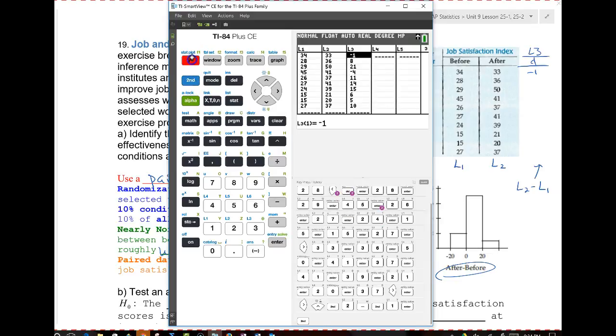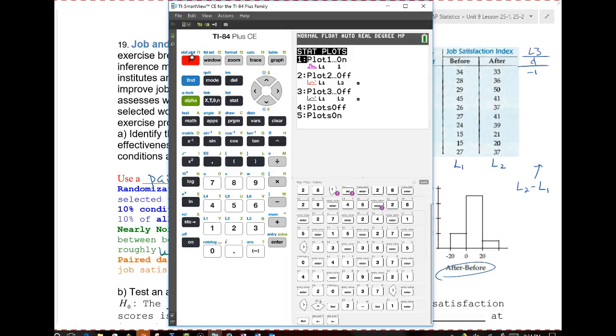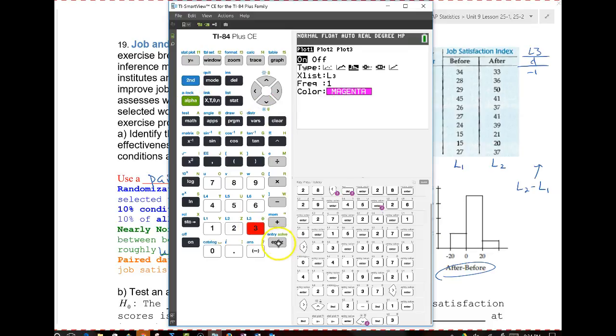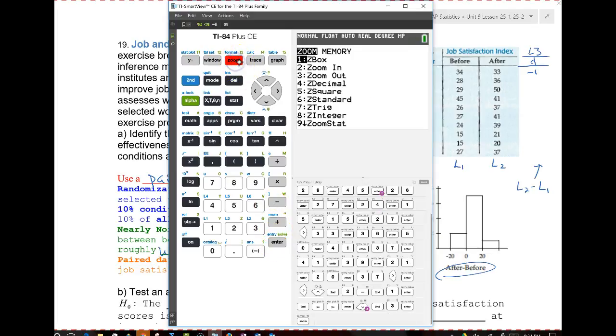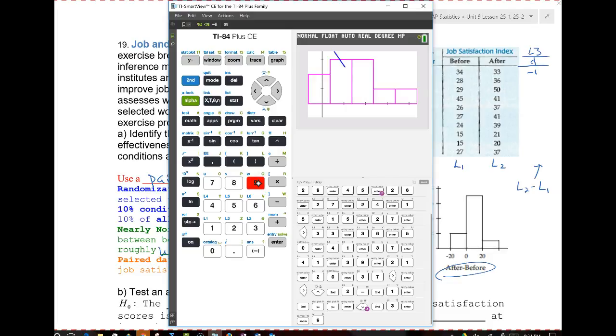Go second y equals, and let's see our histogram. So go to the first one. We're looking at list 3 this time, so we just have to arrow down, change it to second list 3. I'm going to hit enter here. Go zoom. Remember to zoom 9. And that's basically what it looked like.